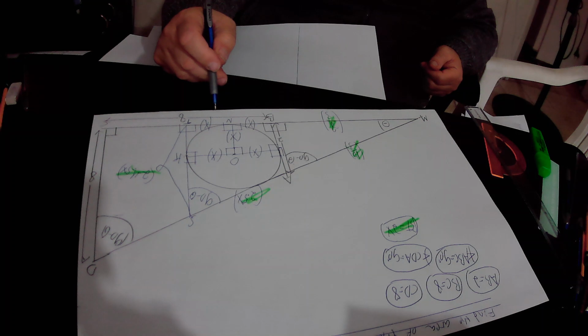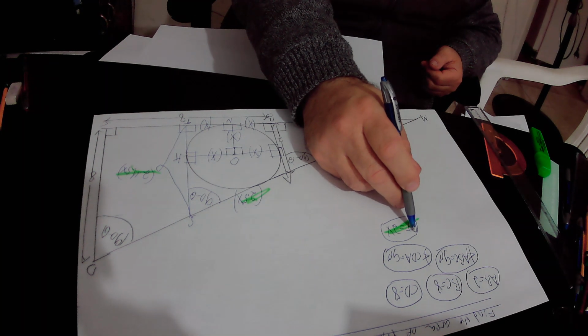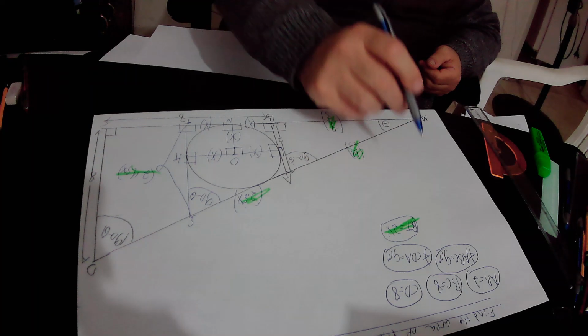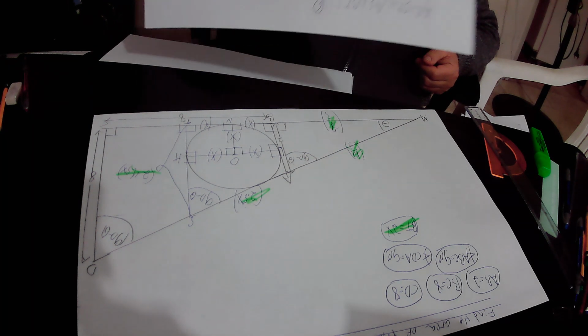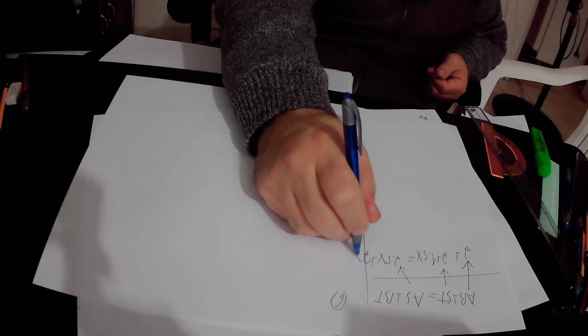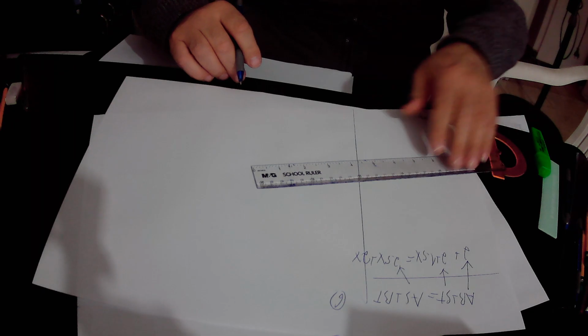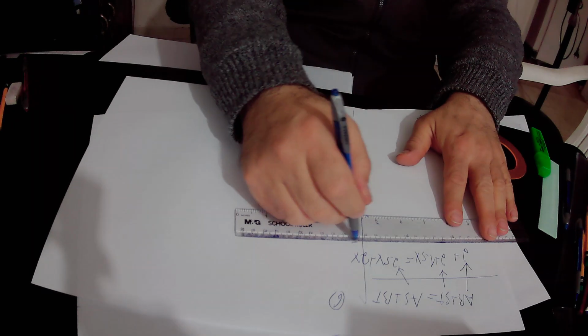BT equals x plus x, that is 2x. Here, BT equals 2x. So we substitute BT in this equation by 2x. In conclusion, we found that 2 plus 2 plus 1.5x equals 2.5x plus 2x.